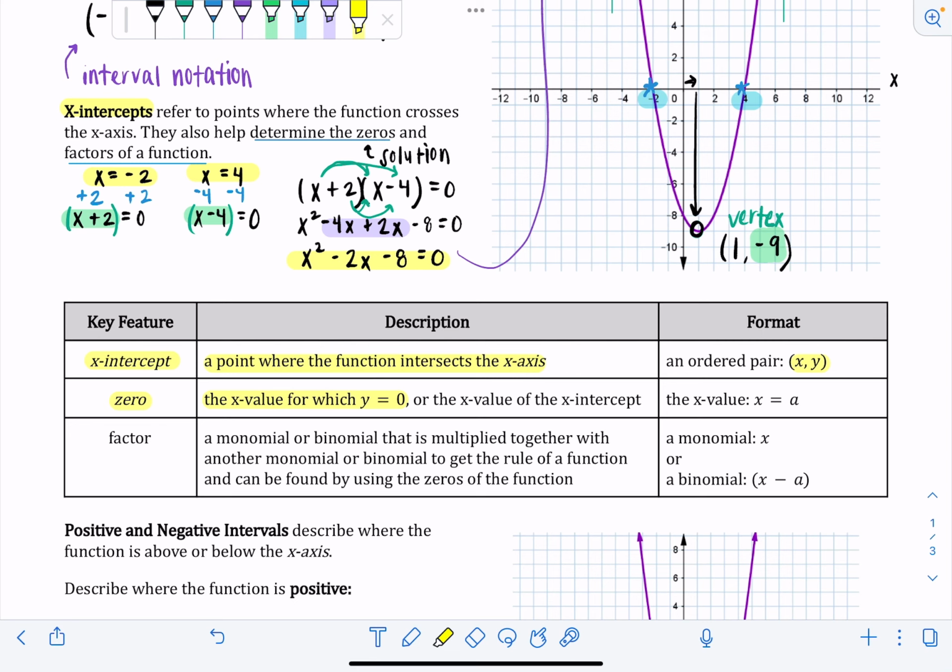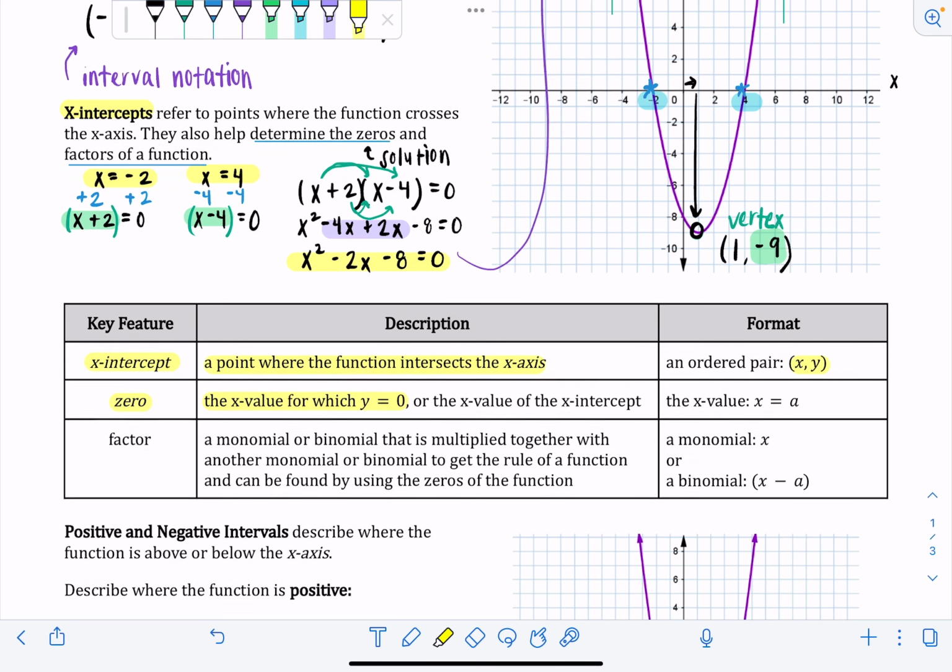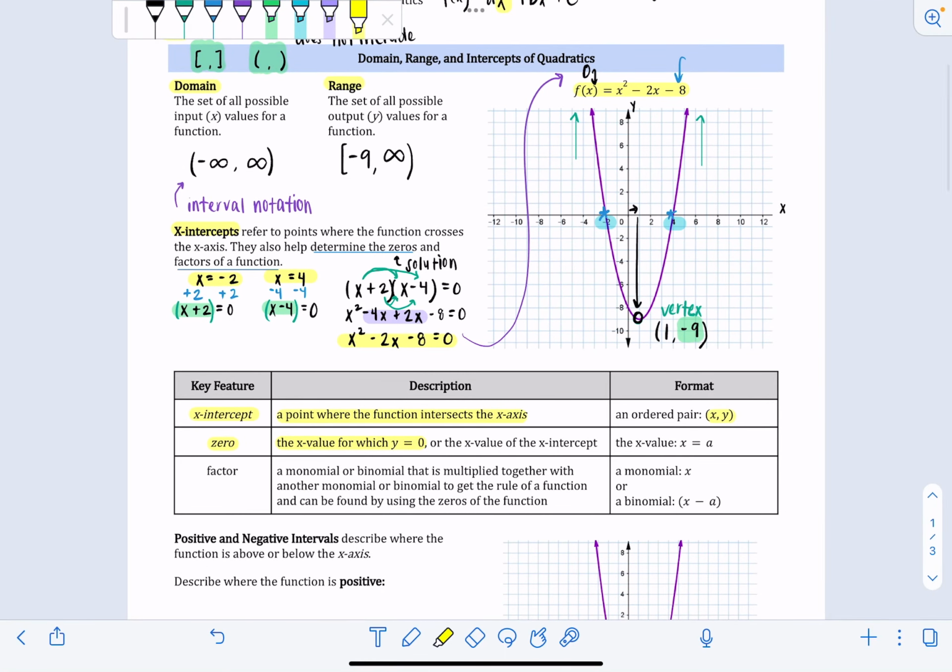So if you were given a function and asked to find the zeros, I know we've done this in a previous section, that's when you would take 0 and pop it in for f of x to solve for x. So it is related to that. It's the same thing.